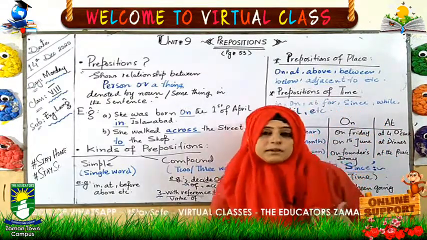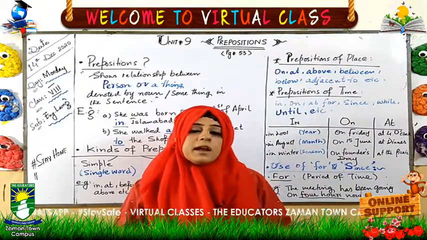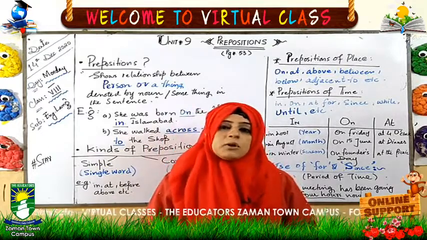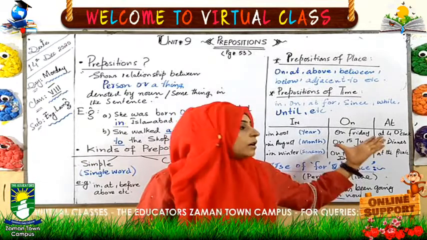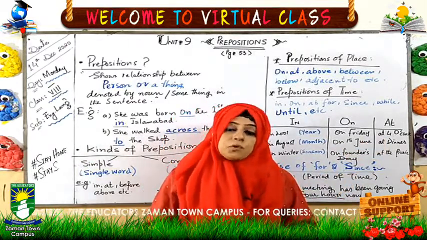Second, we have learned about prepositions of place and time, and the most important thing we have revised too, as we learned in our physical classes, is the use of since and for, and where we have to use since and where we have to use for.